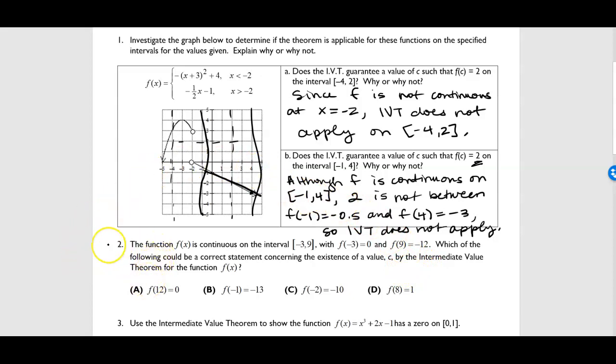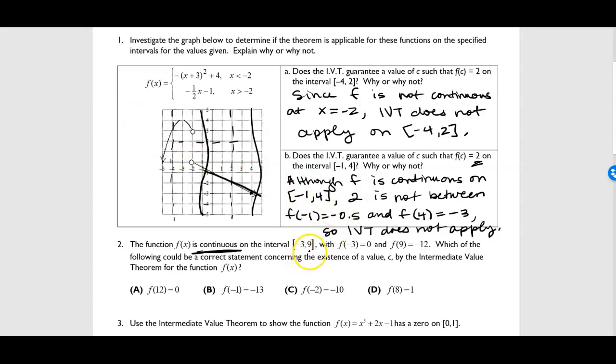So in number 2, a lot of times you're going to see IVT on multiple choice like this, where it just has some arbitrary function. It tells me f is continuous on this interval. You're always going to be looking out for that. So if I see continuous, I underline it automatically. It kind of is a key to open up a lot of different theorems in calculus.